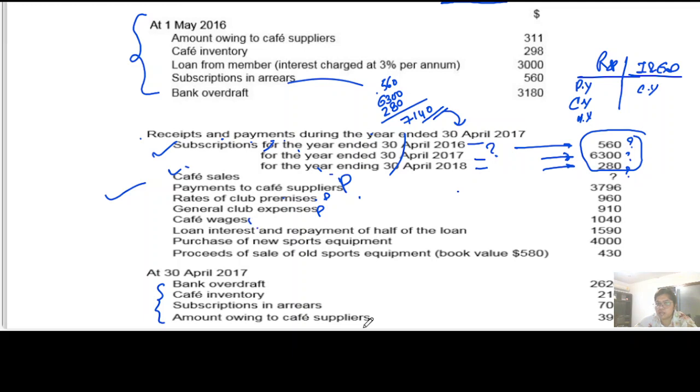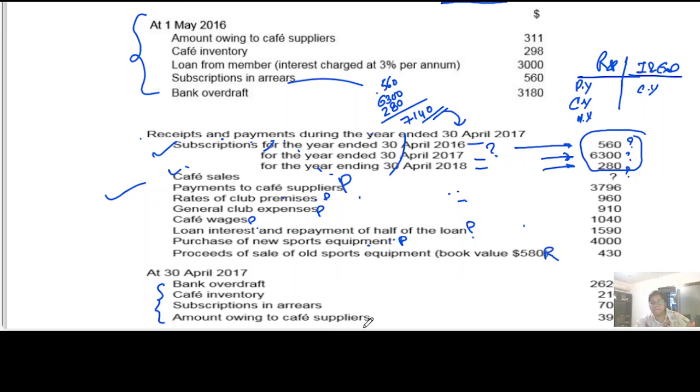Cafe wages is also a payment, so again you're going to record this amount on the payment side. Then loan interest and repayment of half the loan, again you paid something, so it is also recorded on the payment side. Then purchase of equipment, again you paid something, means your cash outflow, so again you have to record this on your payment side. Okay, then proceeds of sales of old sports equipment. Proceeds means you're getting something. So if you're getting something, it means it's your receipt, so receipt side.